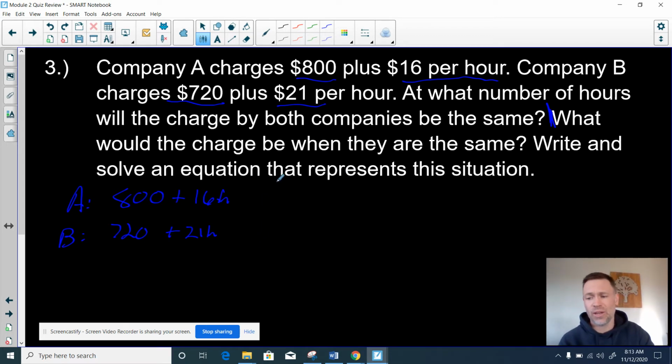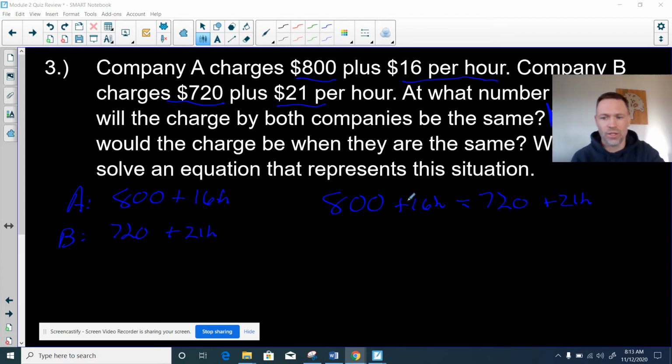Now, if I want to figure out when they're going to be the same, what I need to do is set company B equal to company A and then solve for the amount of hours, because that will tell me how many hours it will take for them to be the same. So the equation becomes 800 plus 16H, right? Company A is going to be equal to 720 plus 21H, right? And now if I solve for H, it'll tell me how many hours that'll be. So let's go ahead and do that.